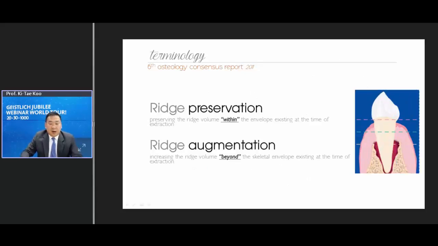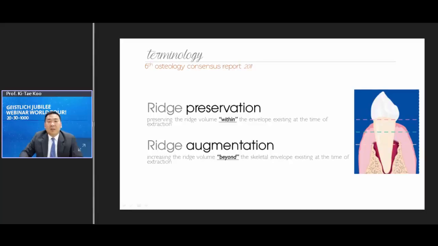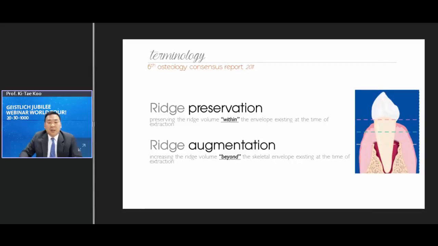Okay, I would like to start with the terminology. Ridge preservation is defined as preserving the ridge volume within the envelope existing at the time of extraction. Now, there is a difference between preservation and augmentation. Augmentation means increasing the ridge volume beyond the skeletal envelope. So if it's beyond the skeletal envelope, it's considered augmentation. And the message I would like to send to you is that preservation is much easier than augmentation. That is probably the take-home message of today's lecture.